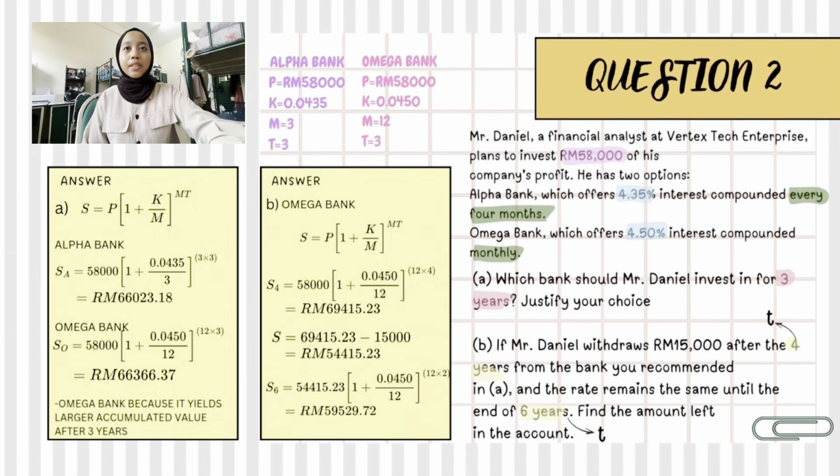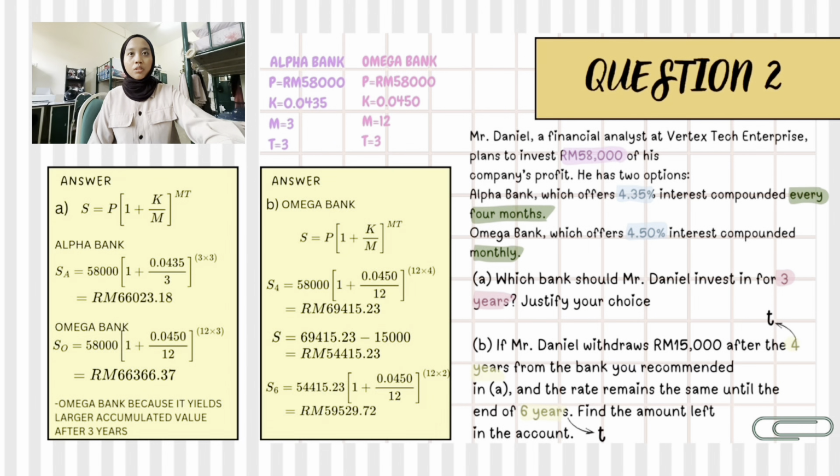For part B, Mr. Daniel invests in Omega Bank for 4 years. After 4 years, the accumulated value is 69,450 ringgit 23 cents. He then withdraws 50,000. So the remaining balance is 69,450 ringgit 23 cents minus 50,000 equals 54,450 ringgit 23 cents.